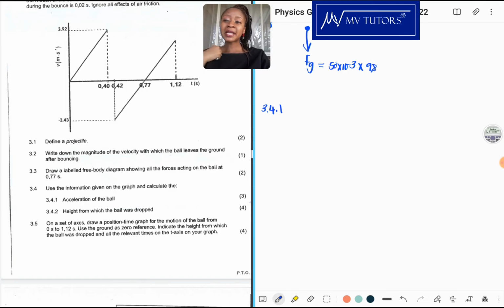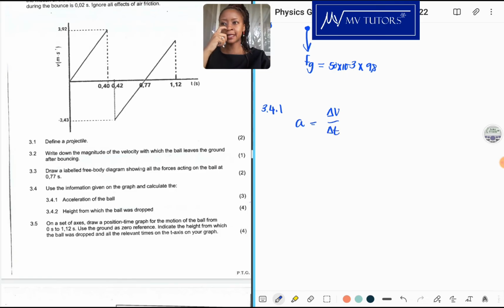So how are we going to get the acceleration of the ball? Well, if you look at your velocity time graph, the gradient of your velocity time graph is acceleration. Okay, so if I take the first part of this graph, the gradient here is acceleration, where you have your change in velocity over your change in time.